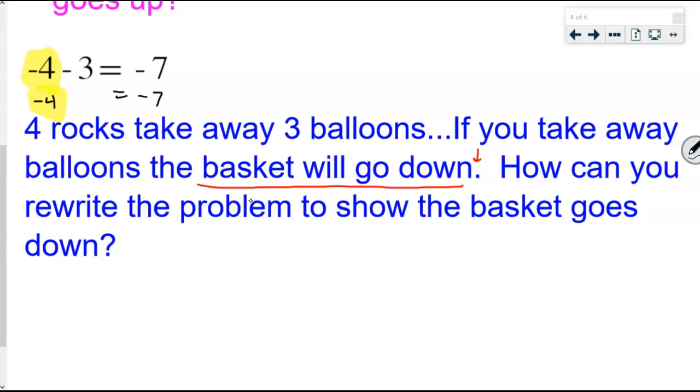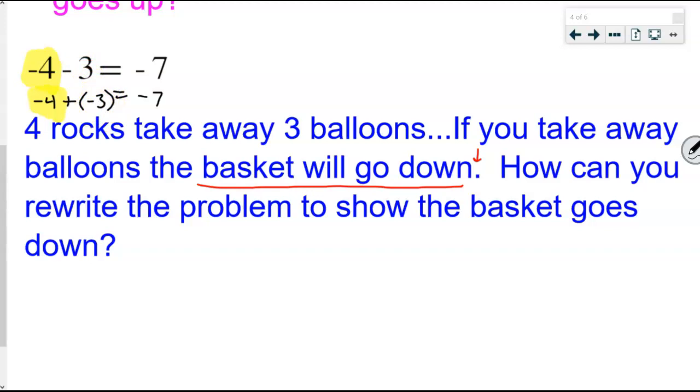Yeah, so instead of taking away 3 balloons, we are going to add rocks. How do I make that basket go down? I add rocks. So that means I'm adding a -3. 4 rocks plus 3 rocks is equal to 7 rocks. Instead of having to worry about getting out all of those 0 pairs to try and have enough rocks to take away, we can just add rocks. And it's going to be the exact same thing.